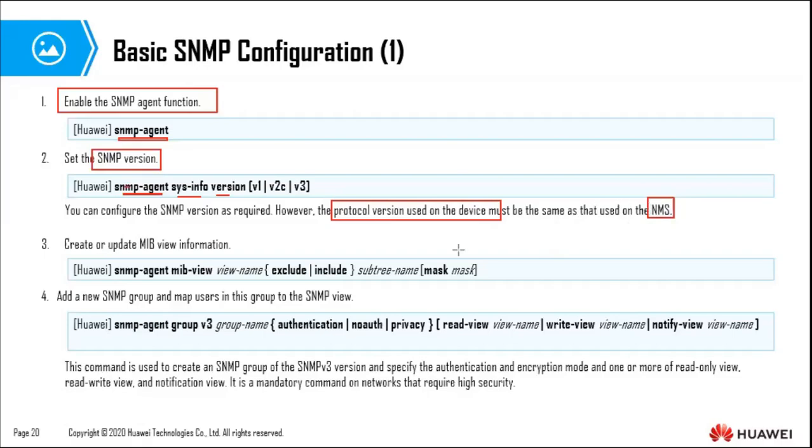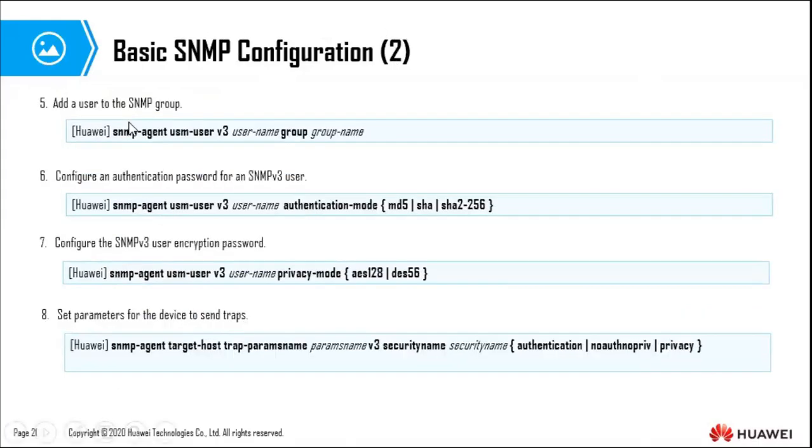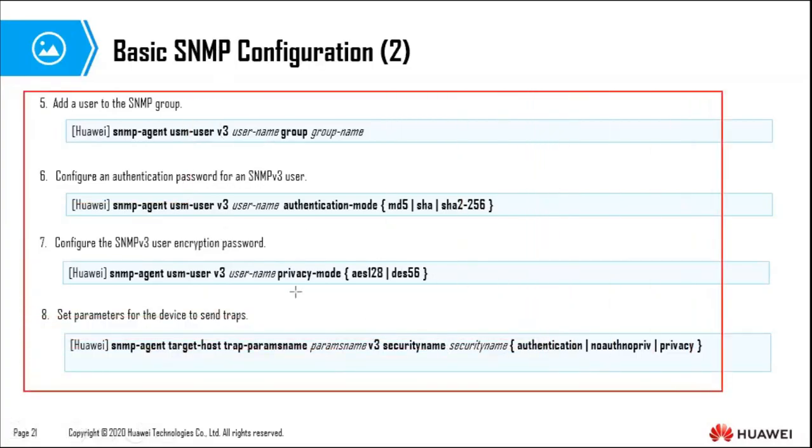Okay, then you can create an MIB or update an MIB view using this command. I won't go much into it. You can add an SNMP group and map a user in that particular group using that command, which you should also get time and look at. Then the group password and encryption password, if we are using version 3. So these are just for version 3, because they are things to do really with authentication.